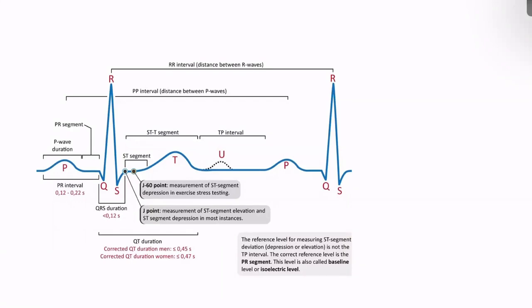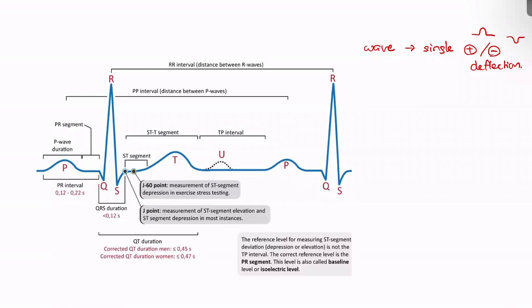Okay, so what is a wave? A wave is a single positive deflection or negative deflection. Positive deflection means upwards, negative means downwards, like that, only single.